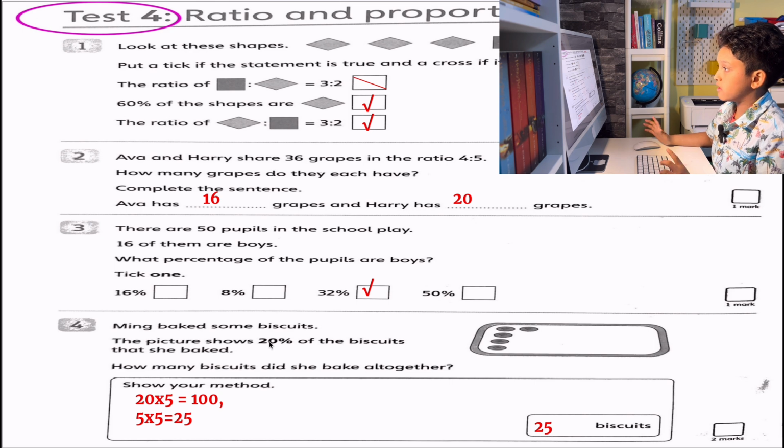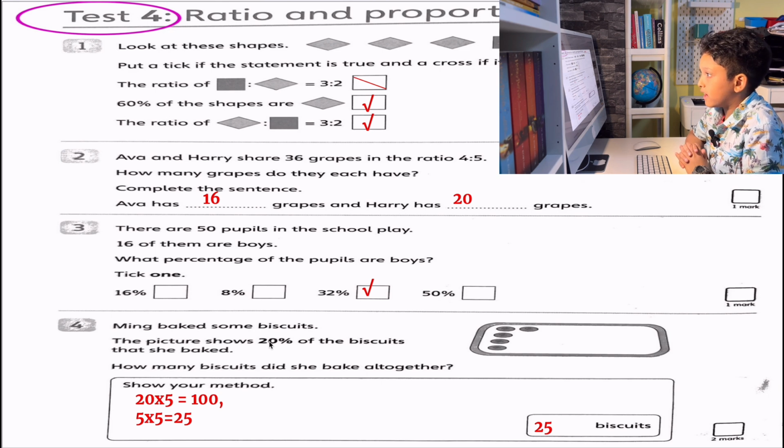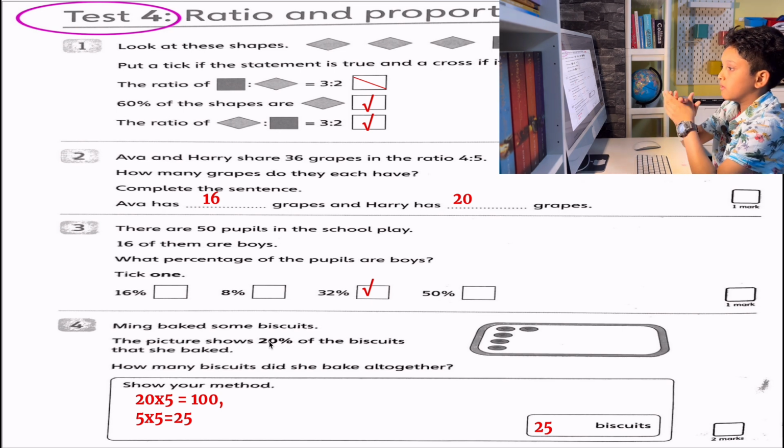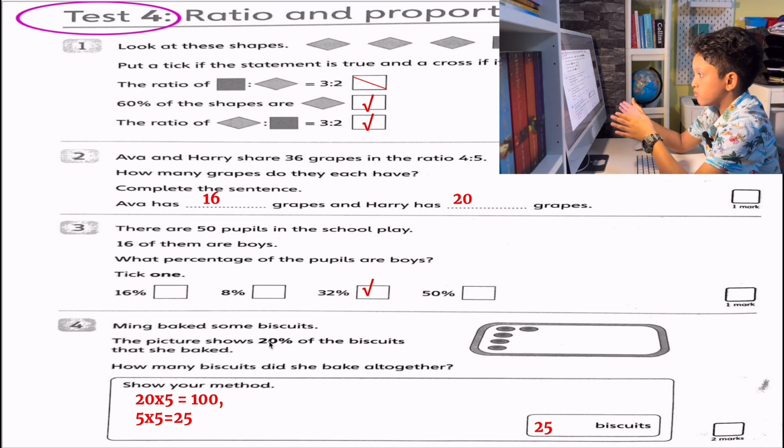Alright, let's review. Okay, so let's look. Number 1. Have we done the correct thing? Okay, that's crossed. 60 of the ships are, yeah, that's correct. The ratio of that is 3 to 2, correct. Eva and Harry share 36 grapes here. That means 4 each. 16, 20, yep. Number 3, let's see, 16 times 2, 32, 50 times 10. Ming bakes some biscuits, 20%, 20 times 5 is 100, so 5 times 5 is 25.